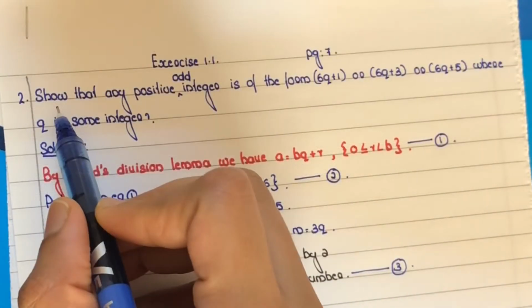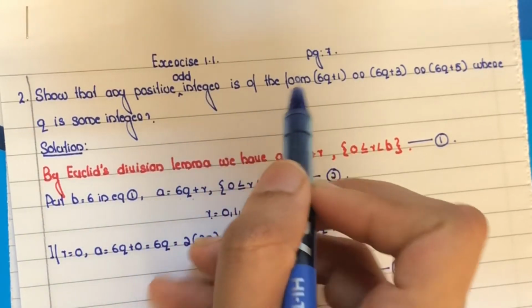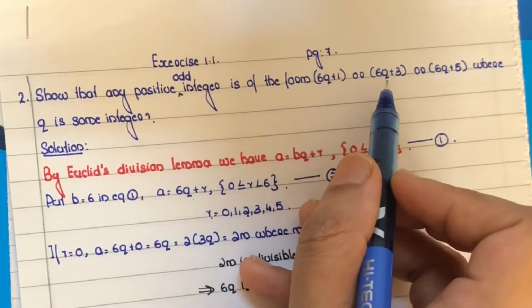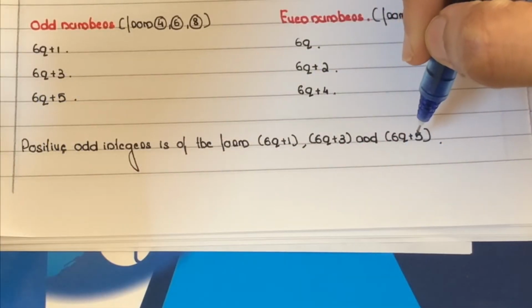And here our question is to show that any positive odd integer is of the form 6q plus 1 or 6q plus 3 or 6q plus 5 by using Euclid division lemma.